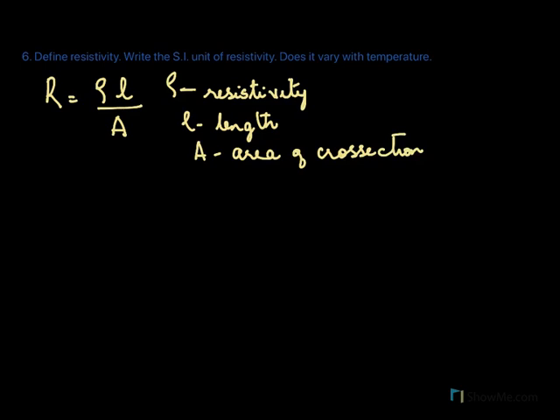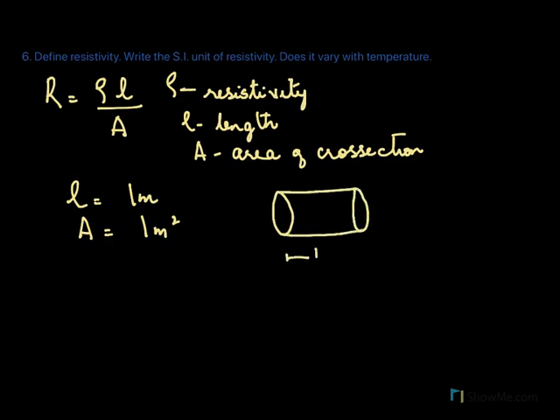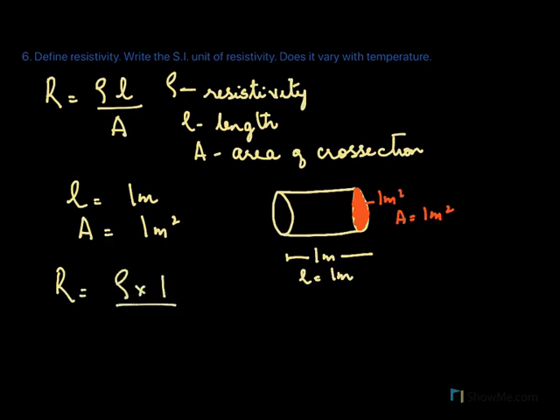So if I want to know what resistivity is, I will take length, say 1 meter, and area of cross section 1 meter square. Let me draw this wire. I'll take a wire whose length is 1 meter, that is L equal to 1 meter, and this area of cross section is equal to 1 meter square. Then what happens to this formula? R equals rho, the length is 1 and the area of cross section is also 1. So R equals rho.